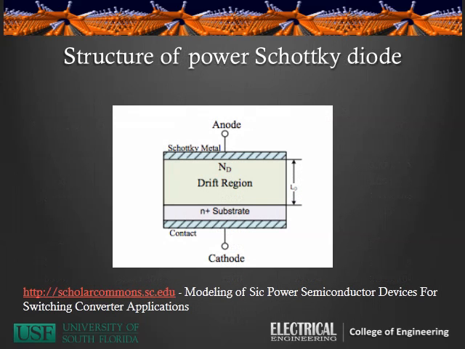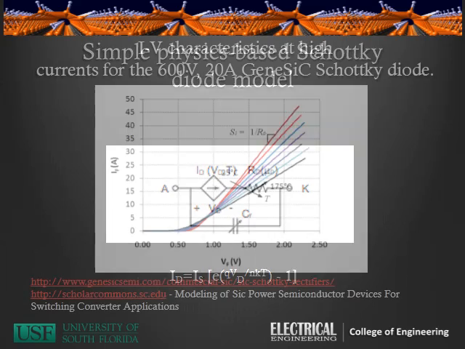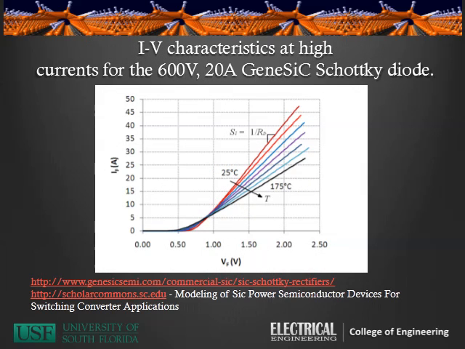Here's a simple structure model of a power Schottky diode. Here are the IV characteristics for a 600 volt 20 amp Gen SiC Schottky diode that is currently in production. This is for forward bias as temperature changes from 25 degrees C to 175 degrees C.